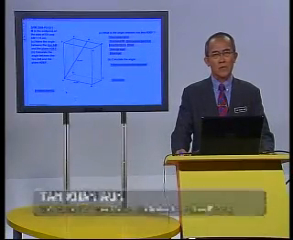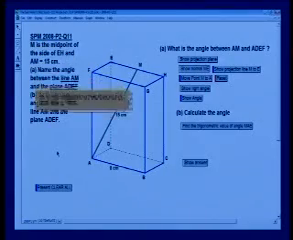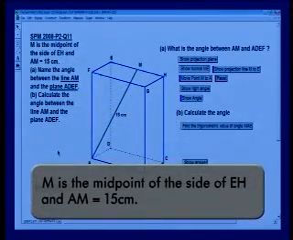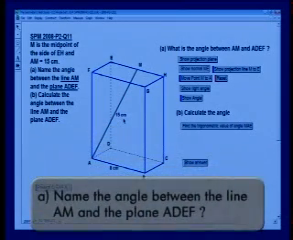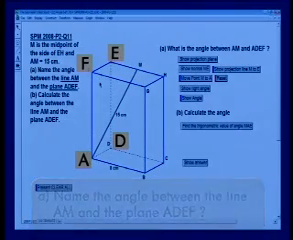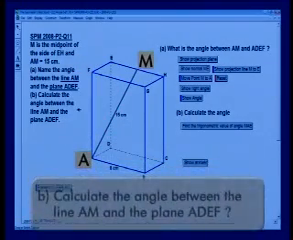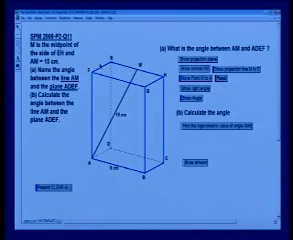Let us go through the question carefully and understand the problem. M is the midpoint of the side EH, and AM is 15 cm. A, name the angle between the line AM and the plane ADEF, which is a vertical plane. B, calculate the angle between the line AM and the plane ADEF. First of all, let us focus on the figure.